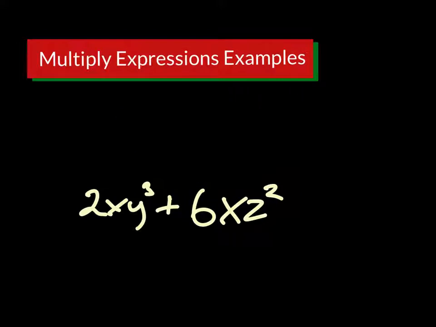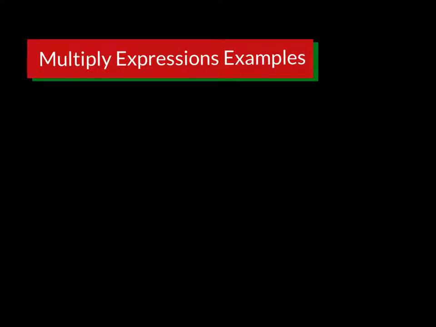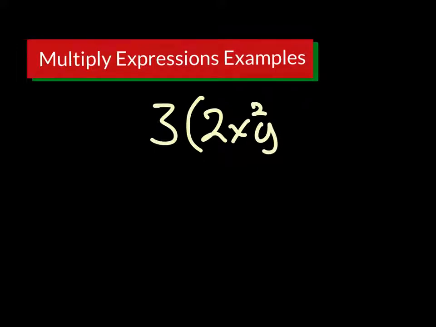Okay, so let's do one final example. And in this example, we're going to use a power of a product. So this time we're going to multiply 3 times 2x squared y cubed all to the power of 4. So we do have a number outside the brackets, the 3.